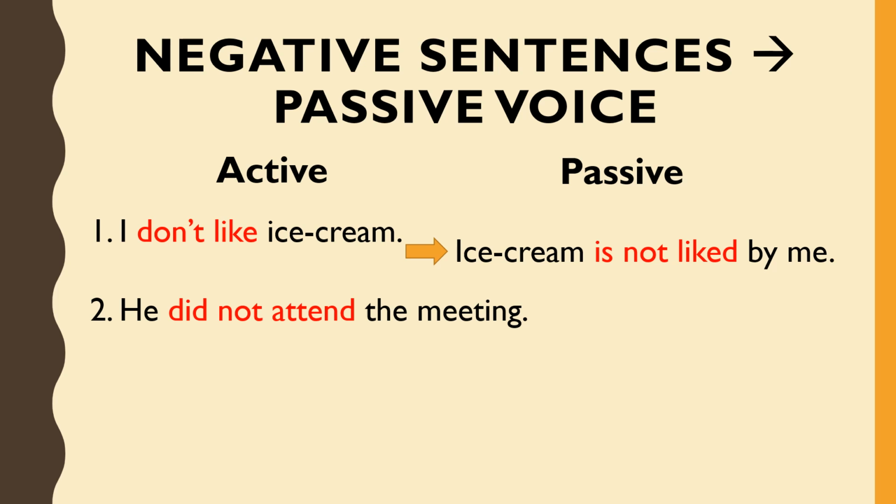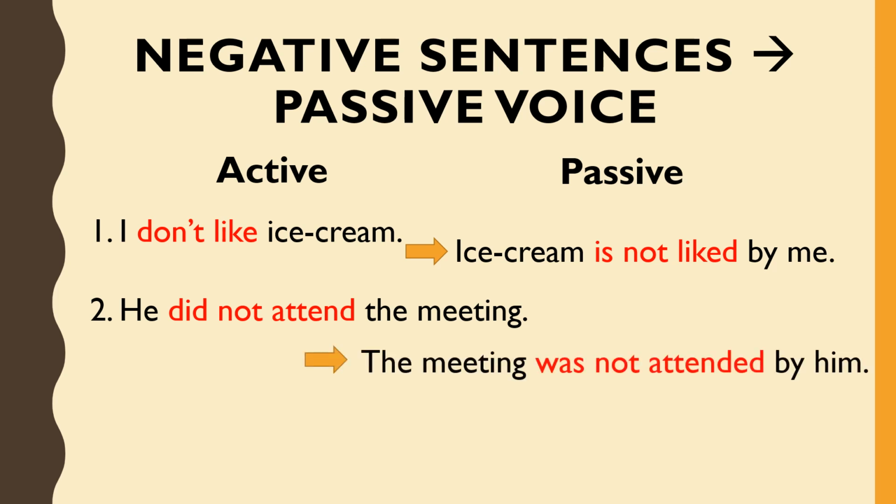Then let's go to the second example. He did not attend the meeting. And then we think of the 3 steps. The first step is past tense. So we have to refer this to our triangle. In a passive voice triangle, we have was, were plus PP, right? And then we put not right after was. So we have the meeting was not attended by him.